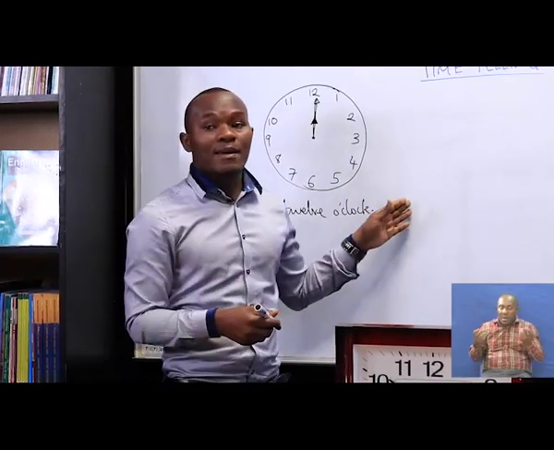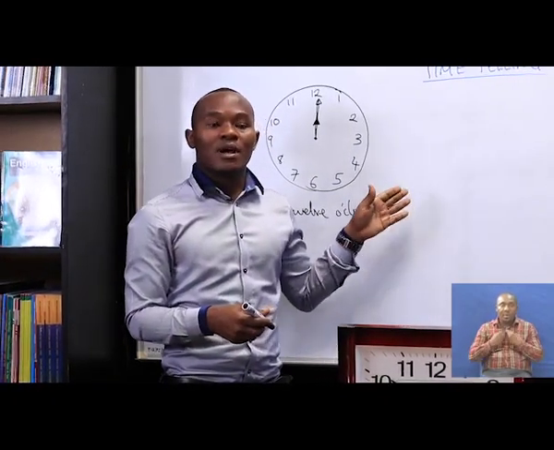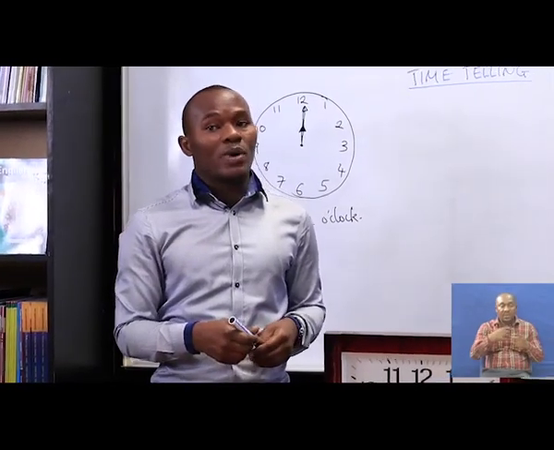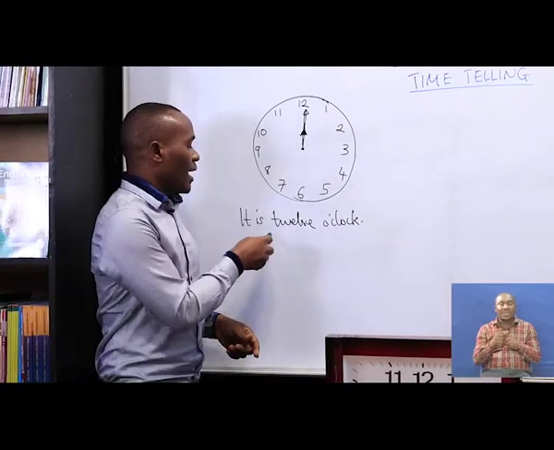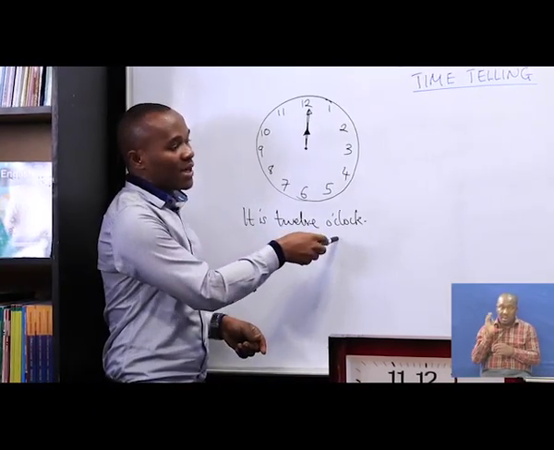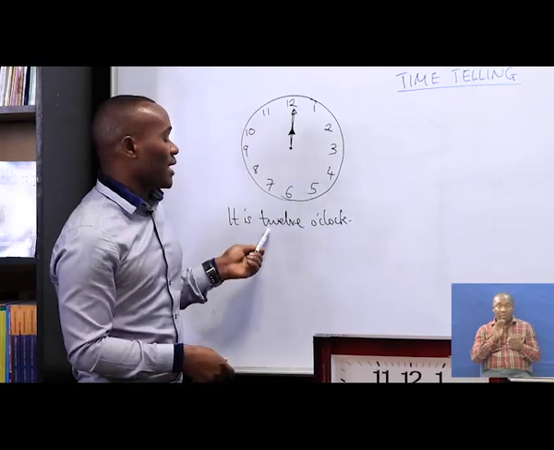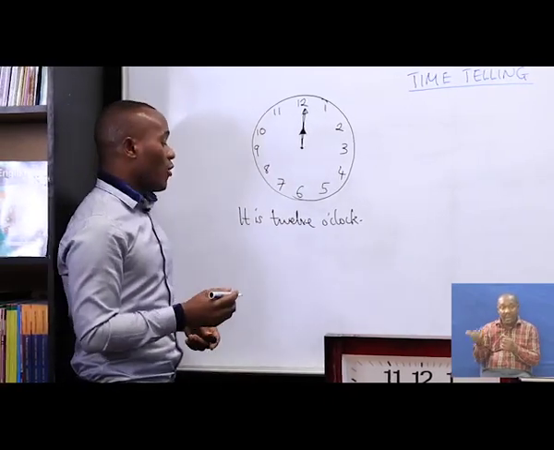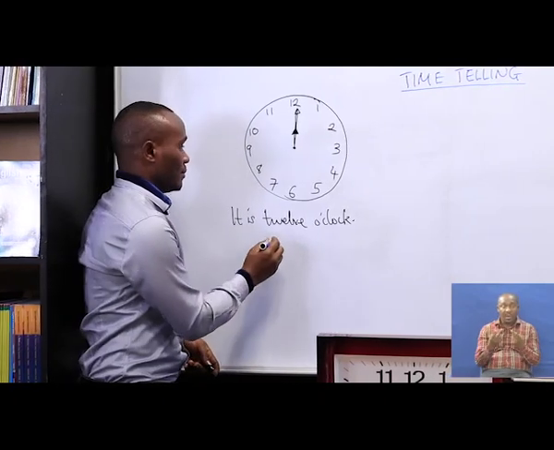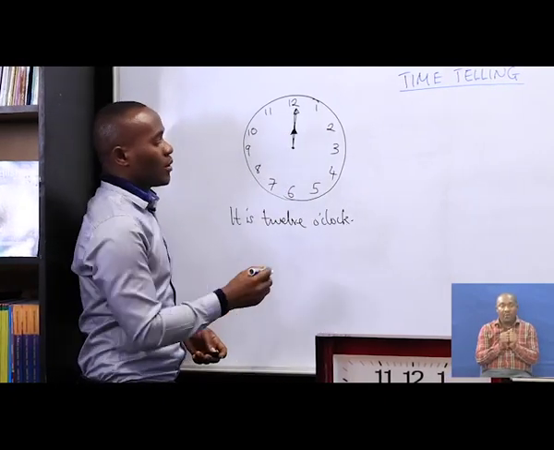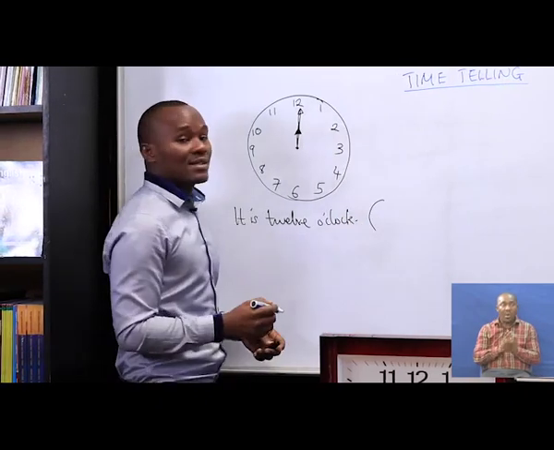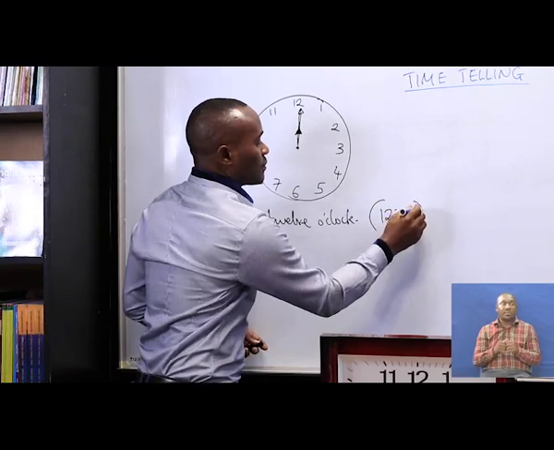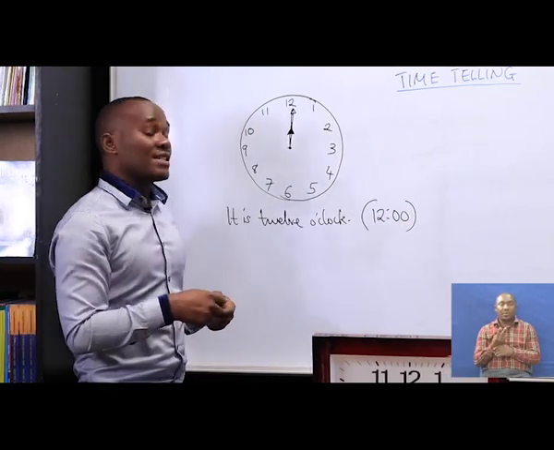Also, the time can be given or written in numbers, figures, or words. Here, we have learned how to tell the time in words. Here, the time has been given in words. Time also can be written in figures or numbers like this. It is 12 o'clock. When written in figures, this will be written like this. It is 12 o'clock.